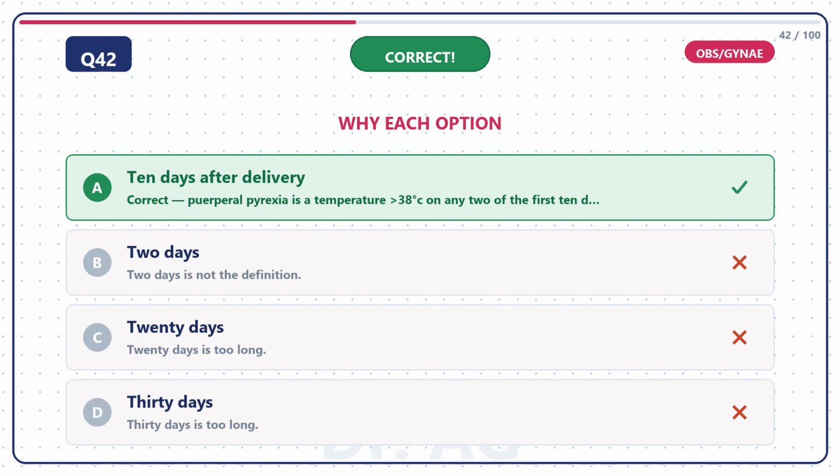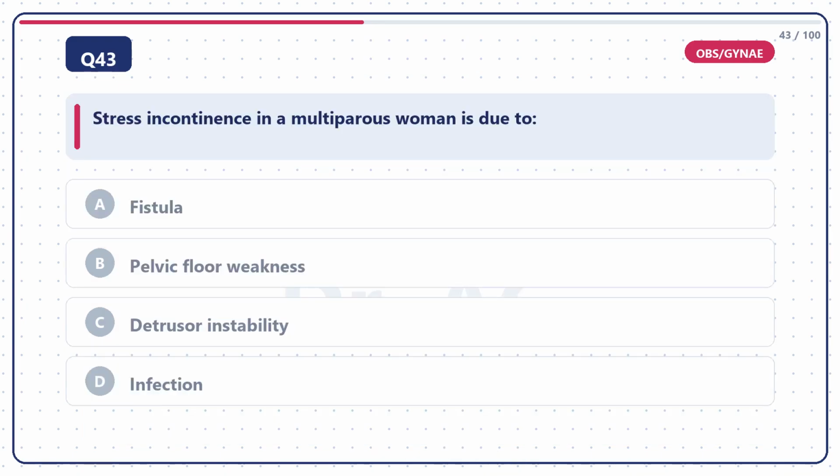10 days after delivery. Question 43. Stress incontinence in a multiparous woman is due to option A. Fistula. Option B. Pelvic floor weakness. Option C. Detrusor instability. Option D. Infection.